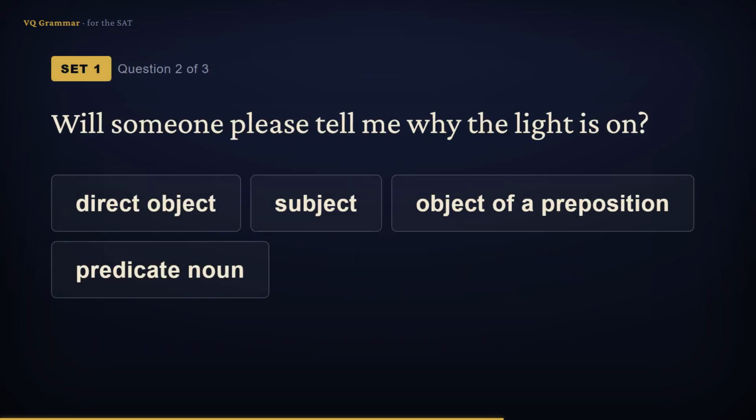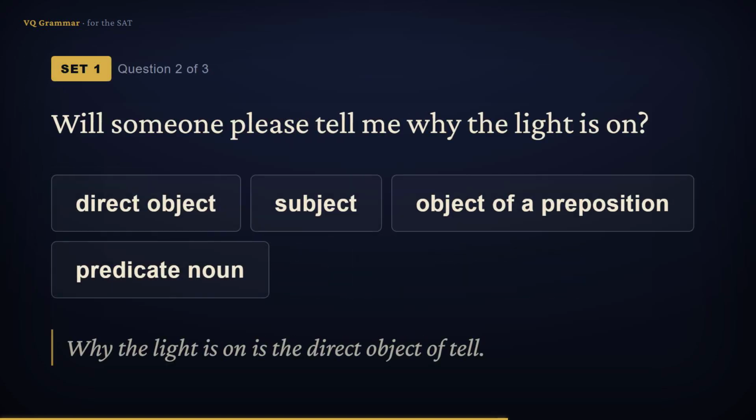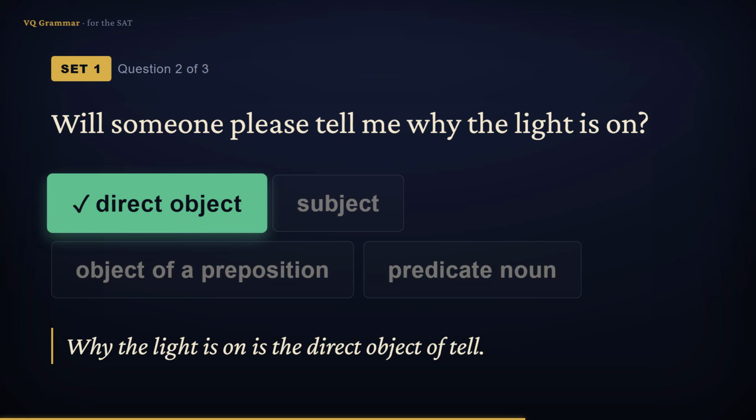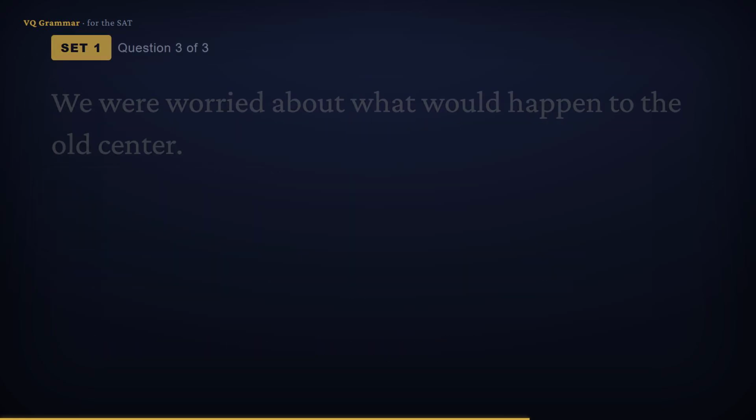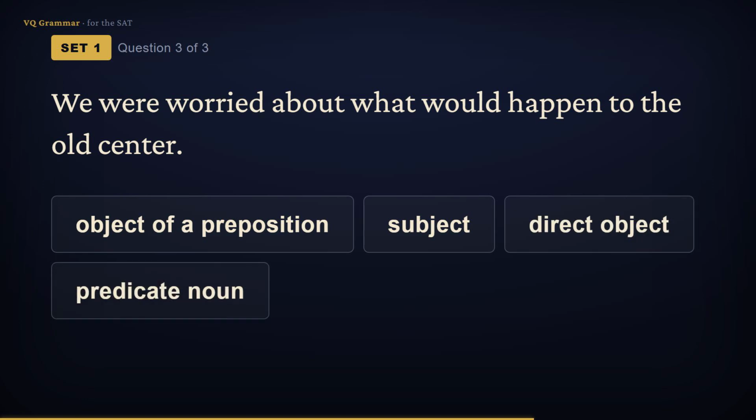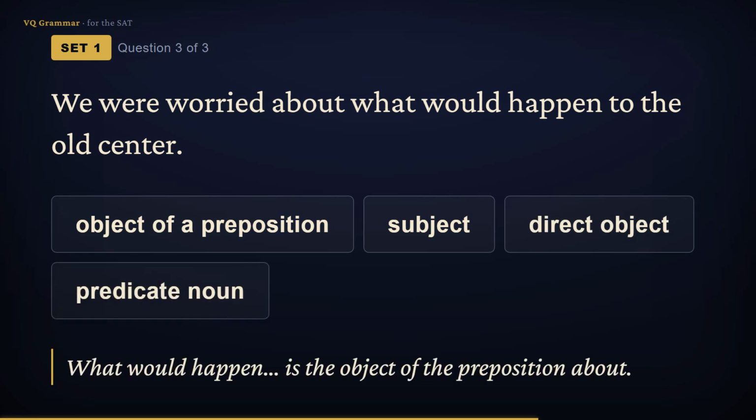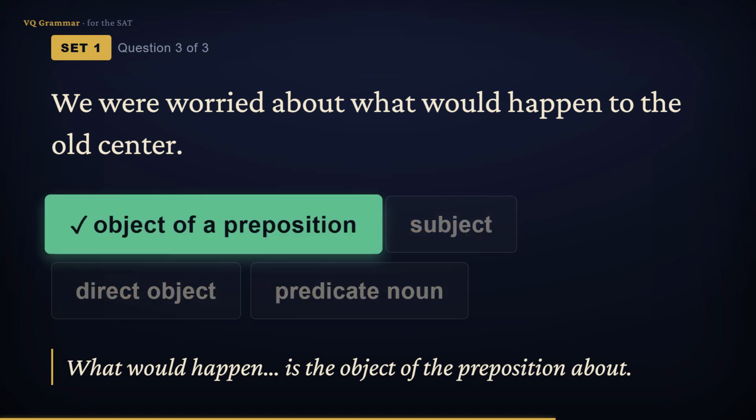Will someone please tell me why the light is on? The clause, why the light is on, is the direct object of tell. It's what should be told. So the answer is direct object. We were worried about what would happen to the old center. The clause, what would happen, follows the preposition about, so it's the object of that preposition. So the answer is object of a preposition.